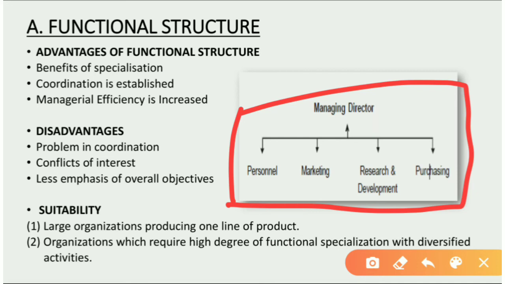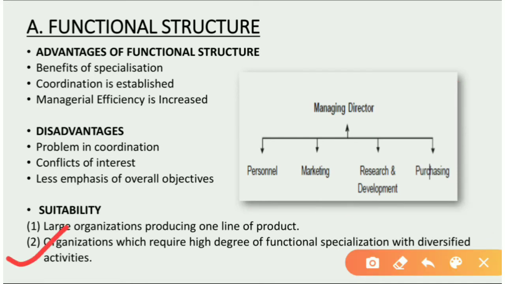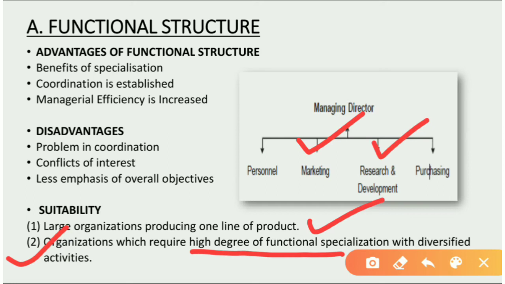Now the next is organization which requires a higher degree of functional specialization with diversified activities. If an organization wants functional specialization, meaning they should be specialized in the marketing function, or in the research function, they are focusing on the function. They are not focusing on specializing in the product.